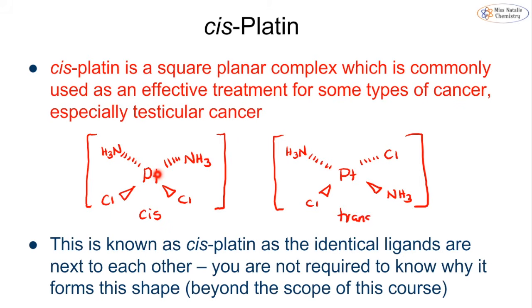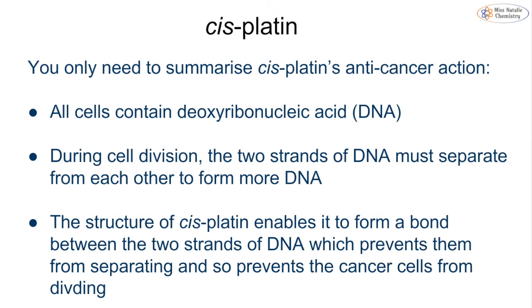So this one being the trans isomer. However, the trans isomer is not as useful as the cis isomer. So the cis isomer, or cis-platin, your identical ligands are next to each other. And all we have to be able to do is just to summarise how cis-platin's anti-cancer action works.